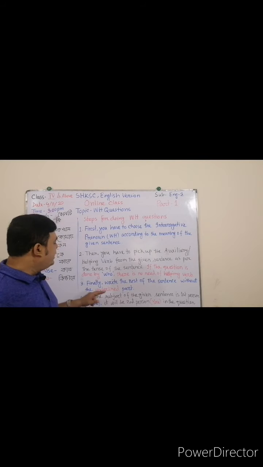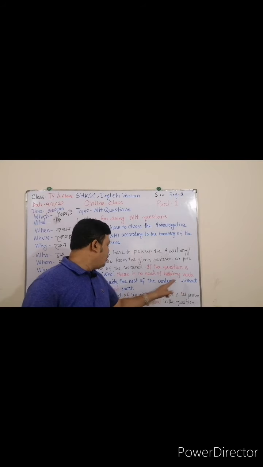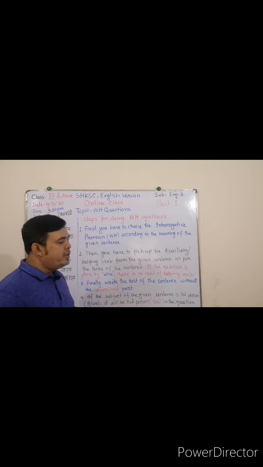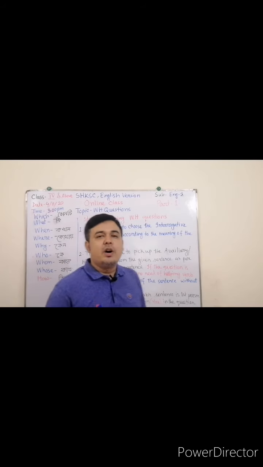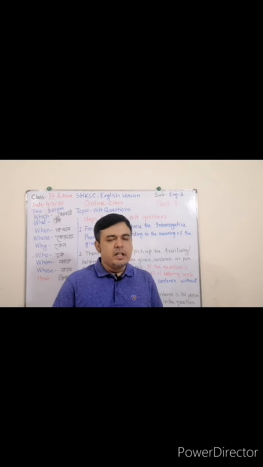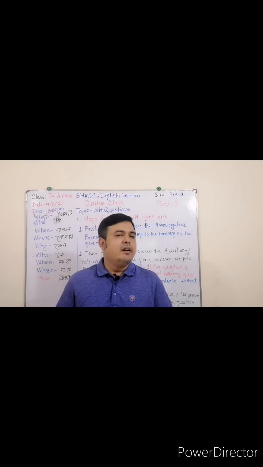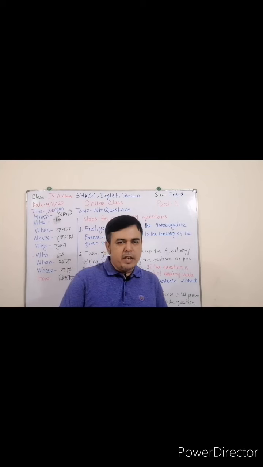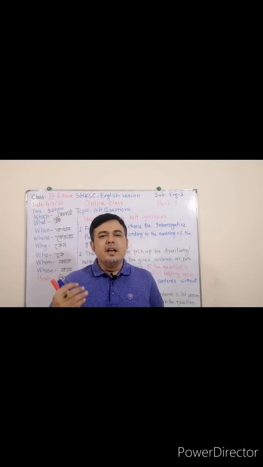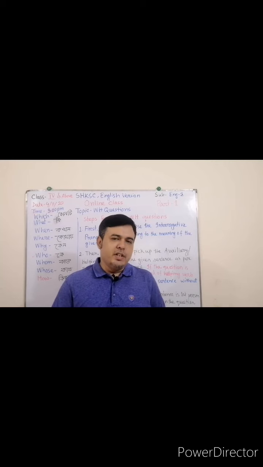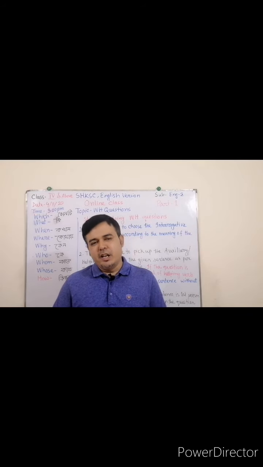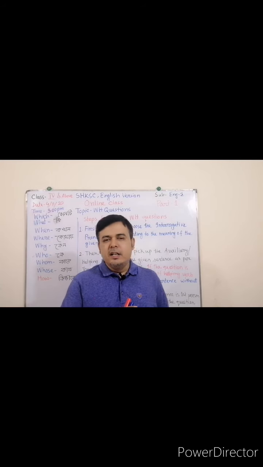Number 3, finally, write the rest of the sentence without the underlined part. That means, what will you do? You first take the WH, after that you take the auxiliary verb, after that you write the rest of the sentence, but never write the underlined part, because the underlined part of the sentence is the answer of the question you are making. So the answer should not become inside the question. That's why you must not write the underlined part.